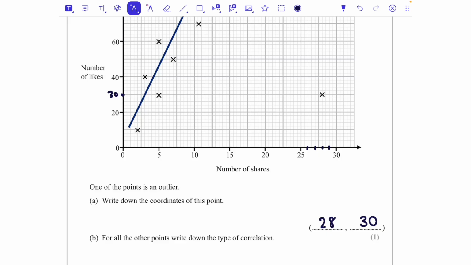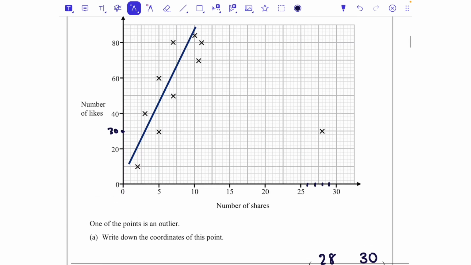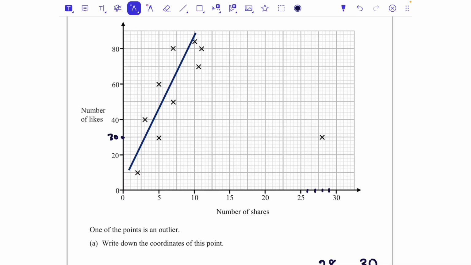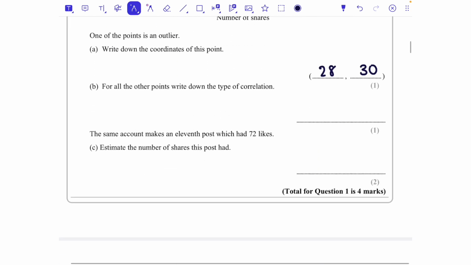So 28, 30, remember, along the corridor, up the stairs, that's going to be how you read the coordinates of that outlier. For part B, for all the other points, write down the type of correlation. Correlation is either positive or negative. In this case, the pattern is going up. The more likes the post receives, the more shares the post receives. So positive correlation there. You can put weak or strong, it won't make a difference, as that word positive is what's going to get you the mark there.